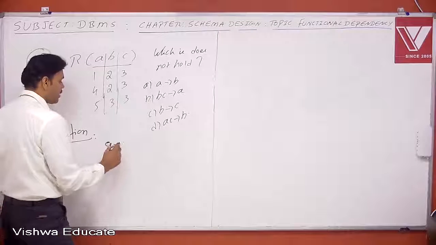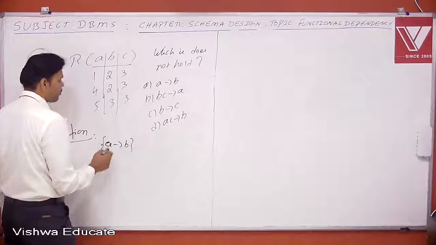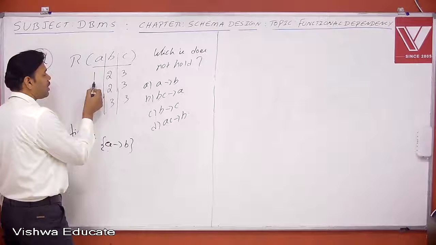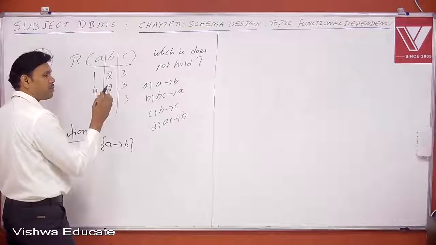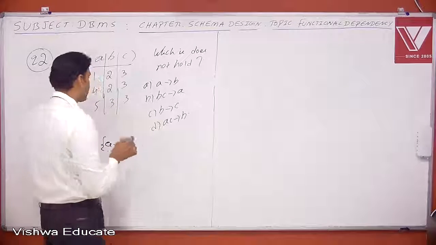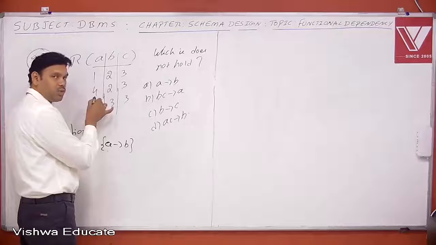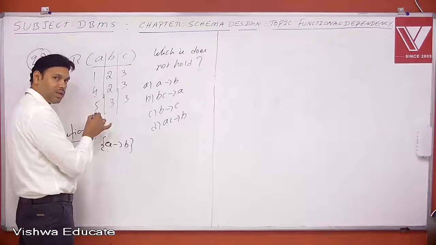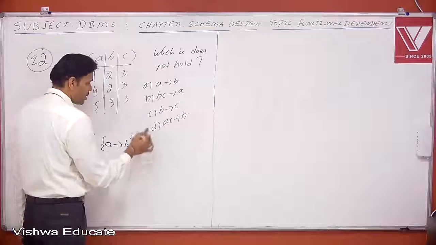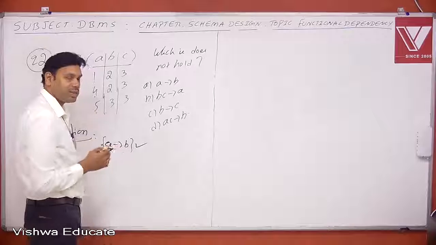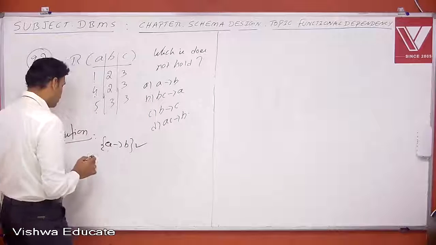Let us check first of all A tends to B. So what is the A value? 1. Unique value, no? We don't mind about the dependent whenever alpha is unique. Please look at the flow chart. And the next one, 4: unique or redundant? It's unique. What is 5? It's unique. So it's satisfied. Whenever alpha is unique, automatically beta is satisfied. So option B.